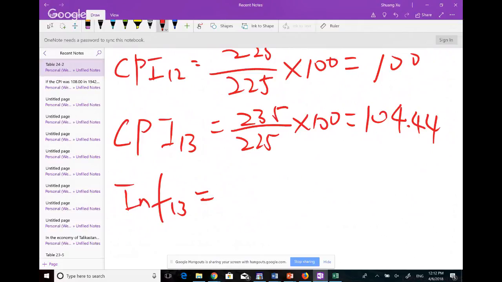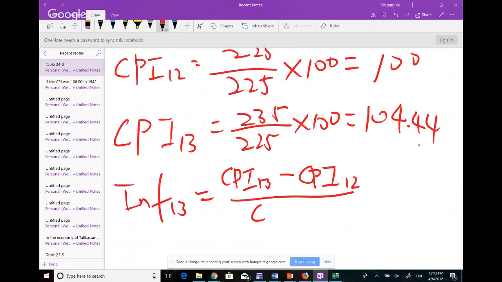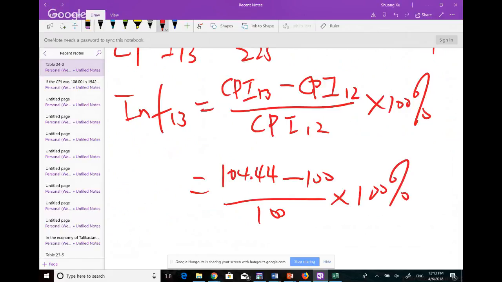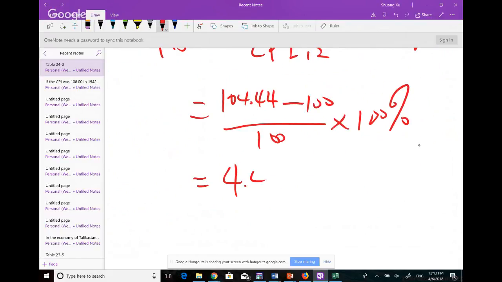Okay, so inflation is always between 2 years. So for 2013 inflation, this would be your 2013 CPI. So CPI for 2013 minus CPI for last year, which is 2012, divided by CPI for 2012, and times 100%. That's always a percentage. So this would be 104.44 minus 100, divided by 100, and times 100%. And then this answer should be 4.44%. Okay, so that's the answer.